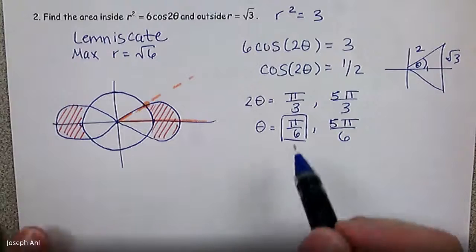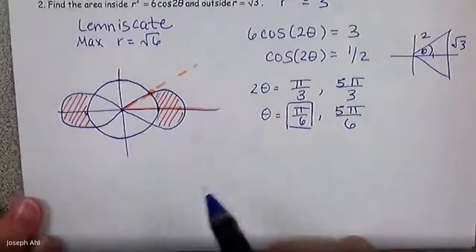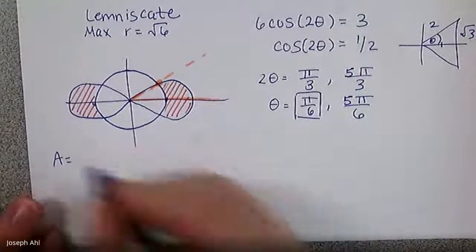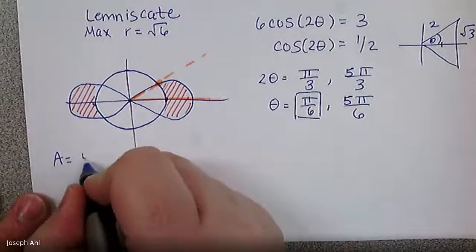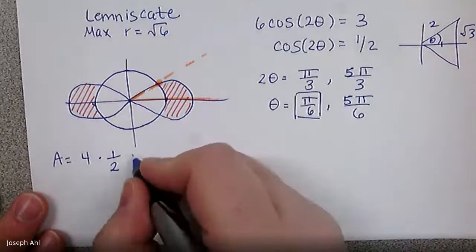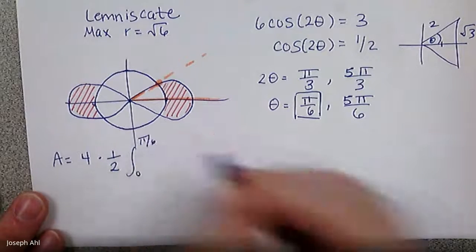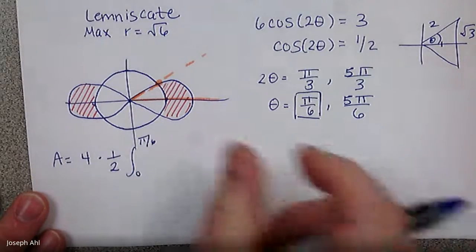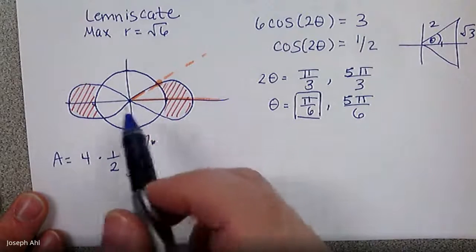So let's go ahead and take this intersection theta value at pi over 6 and set up our area, which is 4 times 1/2, according to the sector area formula. And then we're going to go 0 to pi over 6. We're going to do the lemniscate minus the circle.